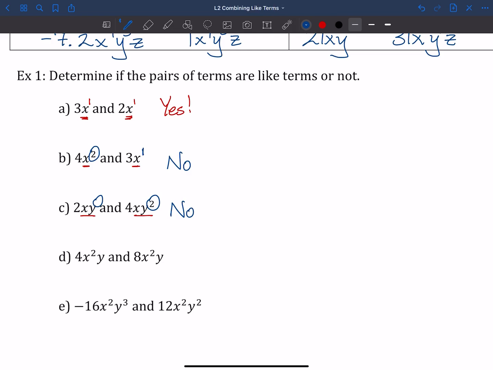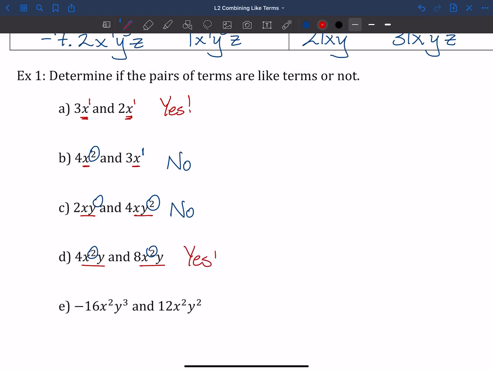When we're getting things that aren't like terms, that means that I can't just add them together or subtract them from each other, right? I could go ahead and multiply and possibly even divide them, but when we're talking about combining like terms, it's specifically adding and subtracting. All right, how about these ones for D down here? 4x squared y and 8x squared y. I mean, all the variables match up and all the exponents match up, so that one seems like a yes to me.